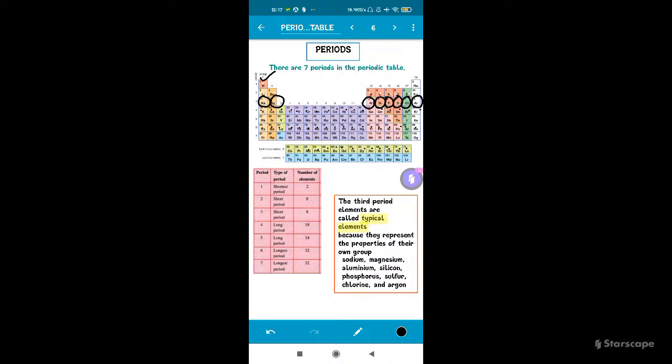So the period 3 elements, which are sodium, magnesium, aluminium, silicon, phosphorus, sulfur, chlorine and argon, are known as typical elements, because if you study them one by one, you can understand the elements in that particular group very easily. So why are they called typical elements? Because they represent the properties of their own group. If you study them, you are actually studying the properties of the entire group together. So very important, why period 3 is called the period of typical elements. This is a very important observation.